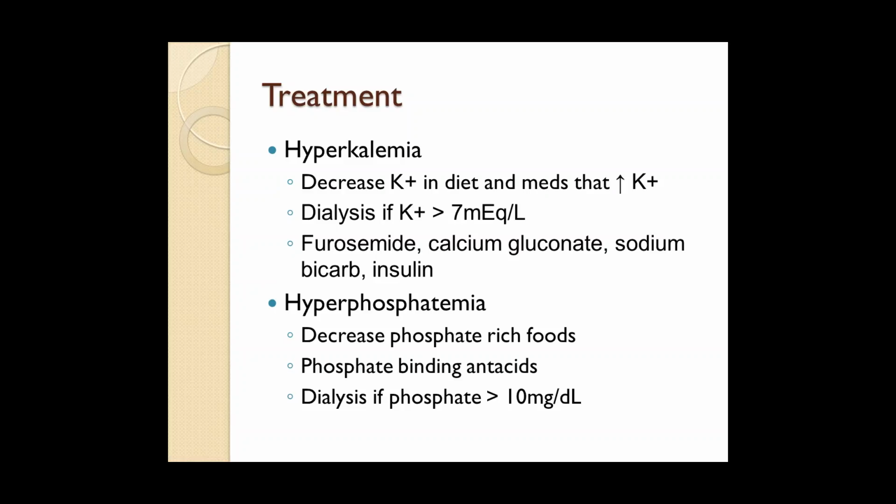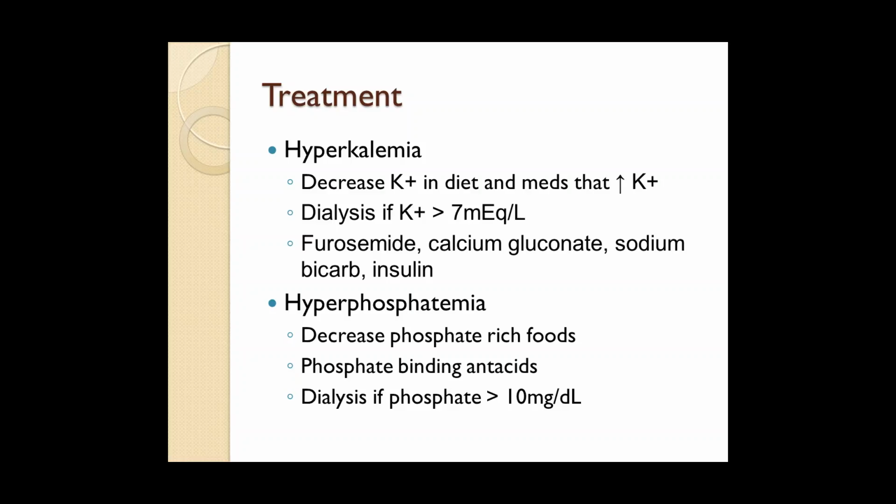For patients who have hyperkalemia, they may be instructed to decrease potassium-rich foods in their diet and may be given medications or removed from medications that increase potassium in their bloodstream. Dialysis may be indicated for these patients if the hyperkalemia is severe or greater than 7 milliequivalents per liter. Other medications that can correct hyperkalemia include furosemide or Lasix, calcium gluconate, sodium bicarb, and insulin.